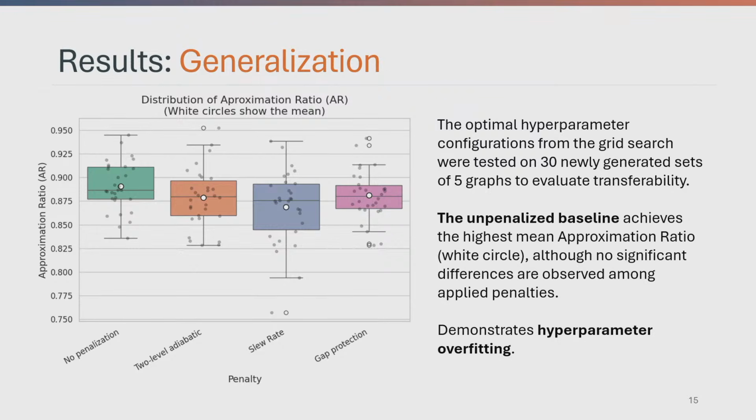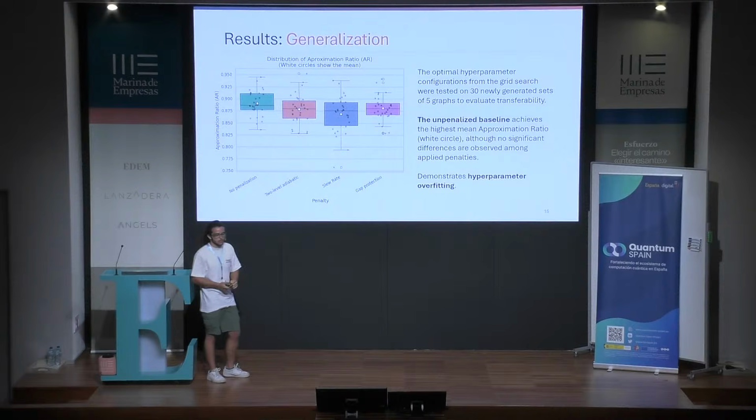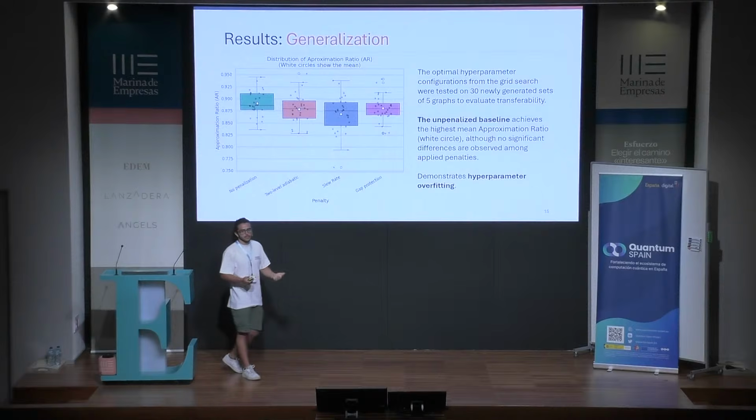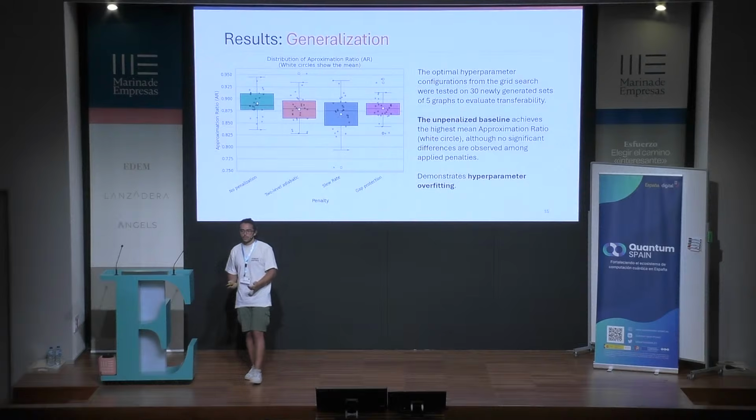So now we see that no penalization is the one that obtains the higher mean approximation ratio. And the 2-level adiabatic criterion that performed so well before now suffers a drop in average approximation ratio. However, we don't see a statistically significant difference between the distributions. But we do observe that we are suffering from hyperparameter overfitting. That is, the configuration that we found optimal in the grid search was too specific to the dataset that we used in that test, and we are not able to generalize these results to other graphs.